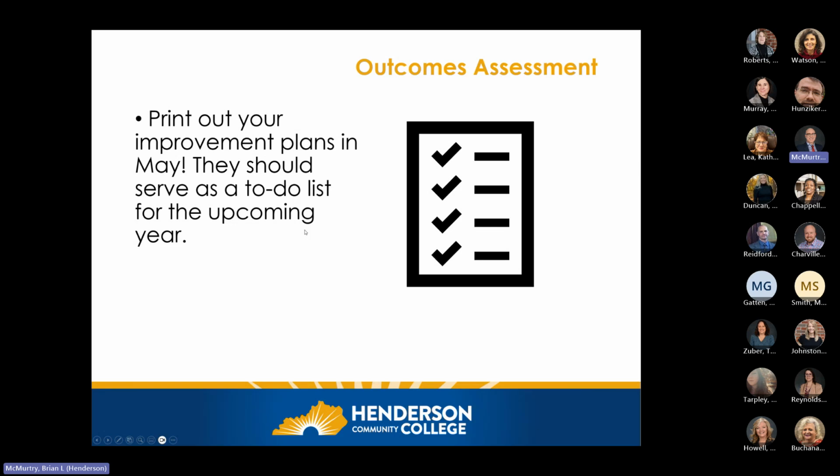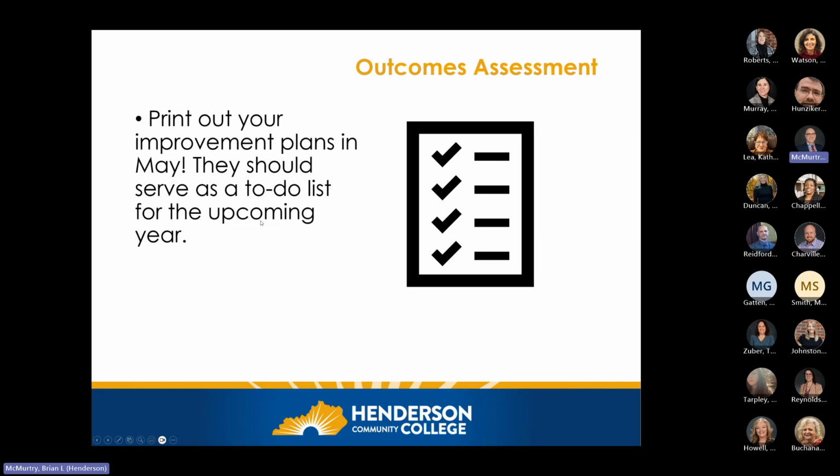Another thing that I found to be really helpful to me is whenever I create my improvement plans for all of my outcomes, one of the things that I always do is I just print them out whenever I'm done with them in May. And they really, for me, are a to-do list for the next year. That way, I know what I need to be working on, and I don't get to May and it's like, oh, darn, I forgot to do this or I forgot to do that. I said I was going to do it, but I didn't. So obviously it's really important to be printing out your improvement plans.